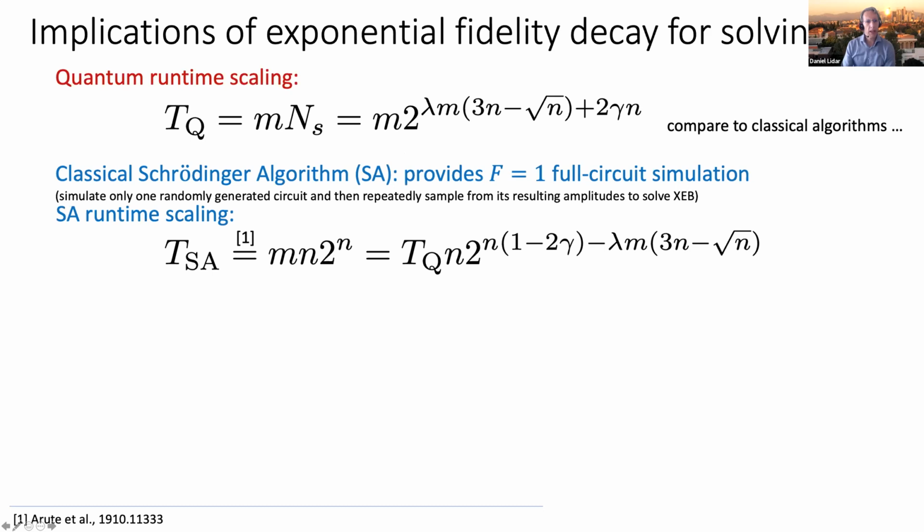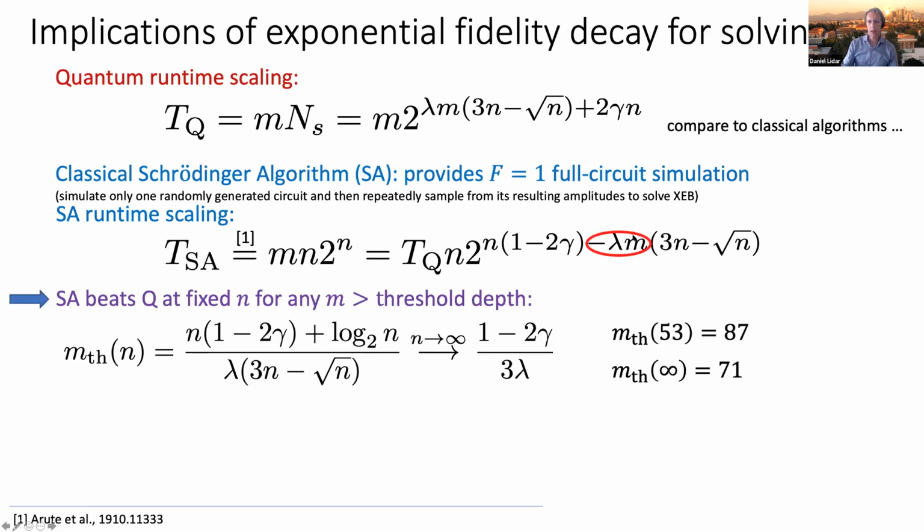Let's start with the classical Schrodinger algorithm. This is a completely brute force algorithm. Basically, it just solves the Schrodinger equation for the circuit, so it provides a fidelity 1 full circuit simulation. Once you finish running the algorithm for a given randomly generated circuit, you could just repeatedly sample from the amplitudes that you've computed, and you can use that to solve XEB. So how does this brute force algorithm scale? It scales like m times n times 2 to the n, and you shouldn't be surprised by the 2 to the n, of course. If we compare that to the quantum expression, you just divide them, you get this factor here.